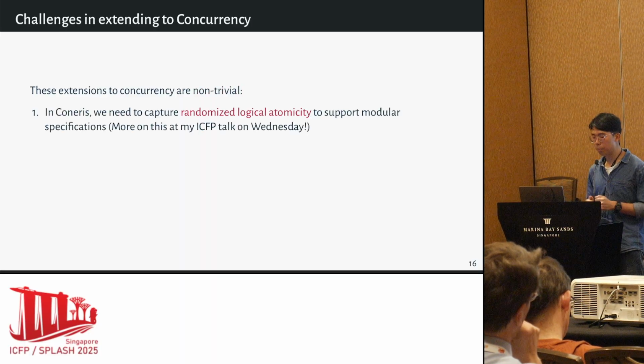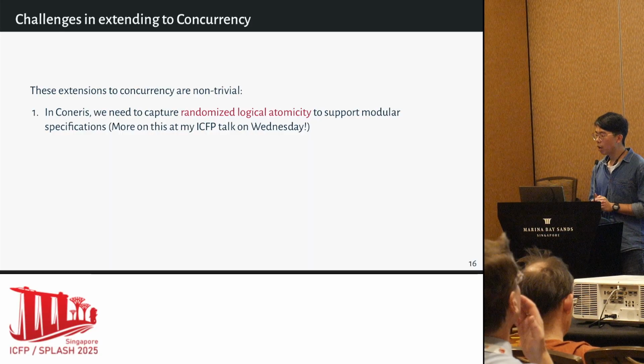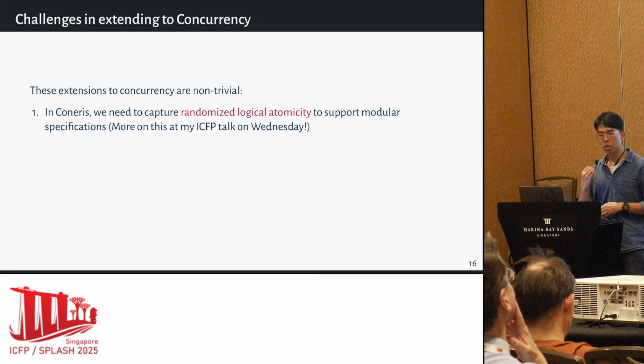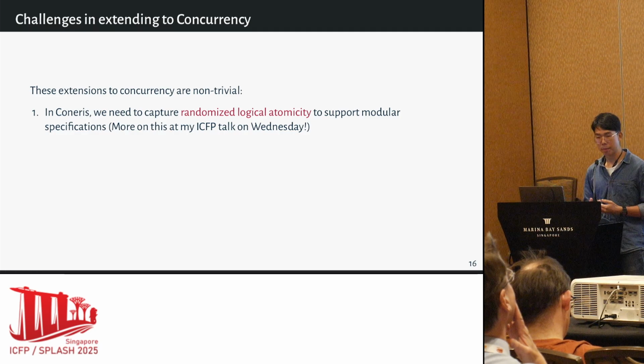For example, in Coneris, in order to support modular specifications of concurrent randomized modules, we realized that we have to capture something called randomized logical atomicity, and we will need new key ideas and features in order to capture this notion.